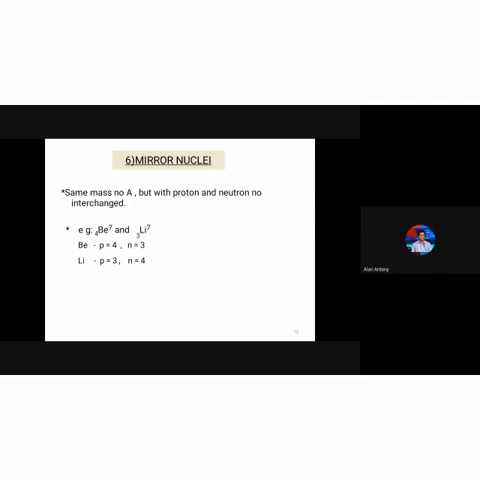Next is mirror nuclei. Mirror nuclei are atoms which have the same mass number A, but their proton and neutron numbers are interchanged. Here, in the case of beryllium-7 and lithium-7: in beryllium, the number of protons is equal to 4 and N equals 3, while in lithium, P equals 3 and N equals 4. So it is clearly visible that their proton and neutron numbers are interchanged, making them mirror nuclei.